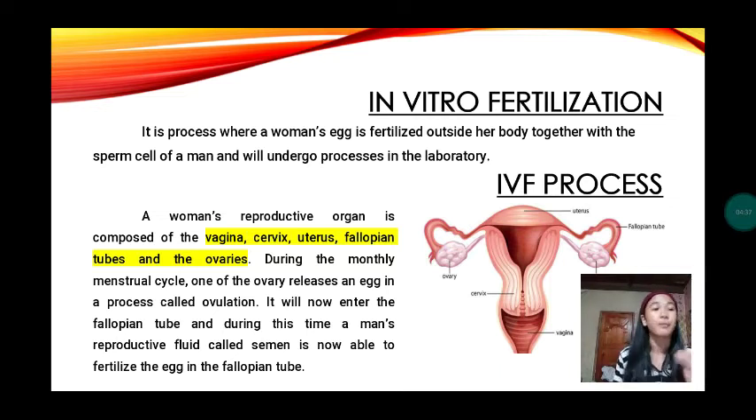So the IVF process goes like this. A woman's reproductive organ is composed of the vagina, cervix, uterus, fallopian tube, and ovaries. During the monthly menstrual cycle, one of the ovaries releases an egg in a process called ovulation. It will now enter the fallopian tube, and during this time, a man's reproductive fluid called semen is able to fertilize the egg in the fallopian tube.